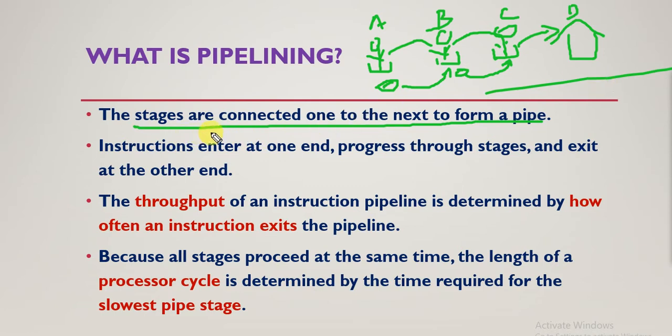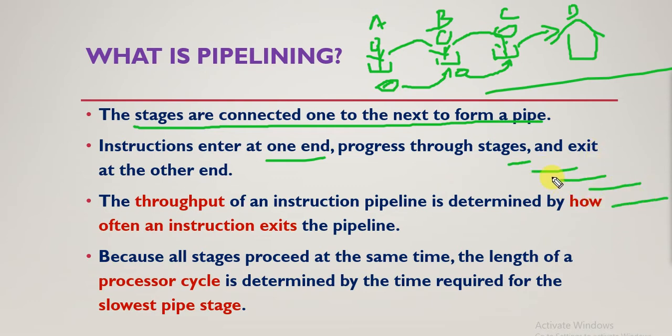So we will have different stages, and these stages are connected to form what we can call a pipe. At one end the instructions enter, then progress through the different stages. Every stage will have some status of each of the instructions, and they exit at the other end.